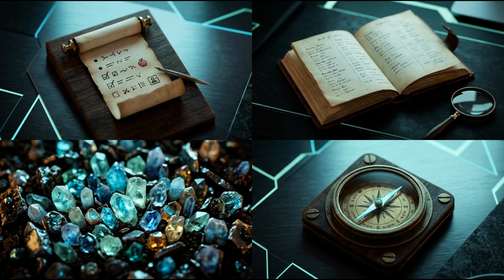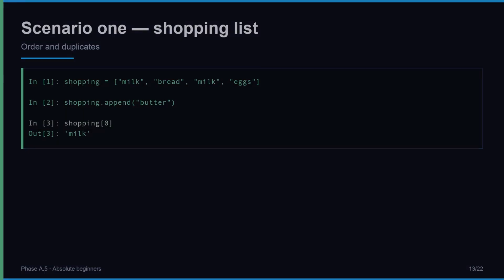Real programs are made of real scenarios, a list here, a dictionary there. The choice is rarely abstract for long. Real data, real choices. First scenario, a shopping list. Order matters, you walk the store in the same order each time. Duplicates are fine, milk twice means 2 milks. The list grows as you remember items. A list is the natural fit.